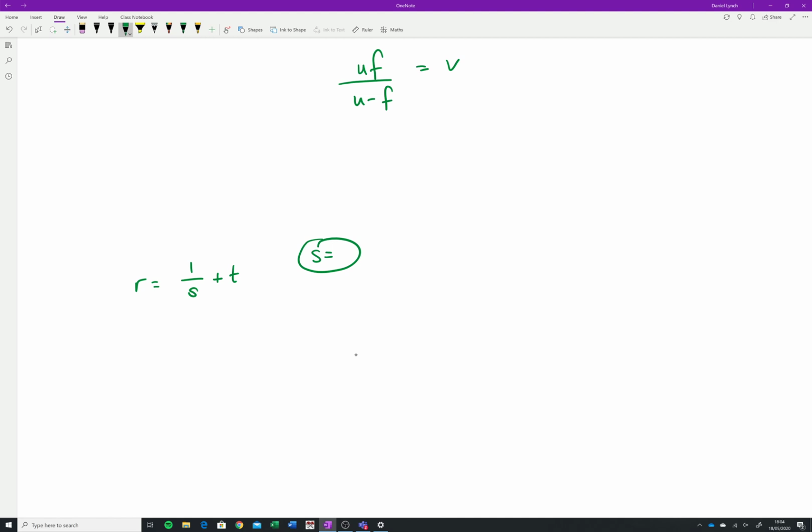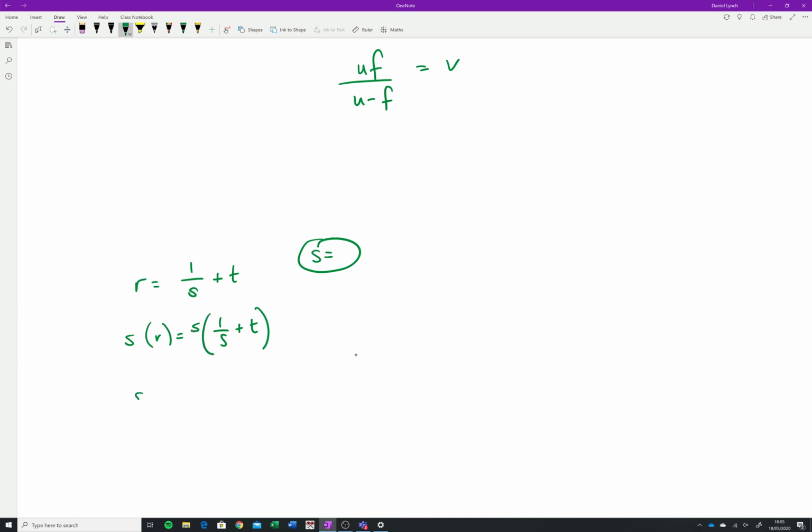Okay, there are many ways to start. I am going to start by multiplying everything by s. rs is equal to 1 plus ts. I think that is a very good way to start. Okay, multiply both sides by s. It just gets rid of the fraction. You don't have to worry about it anymore. So it's s times both sides.